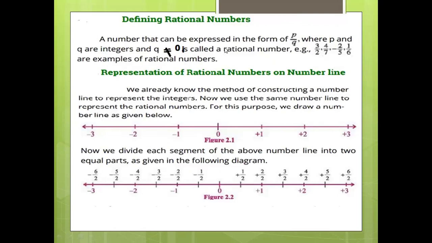be integers. And integers, you know, are 0, all the positive numbers, and negative numbers. And q is not equal to 0, meaning the denominator should not be equal to 0, is called a rational number. For example, 3 by 2, 4 by 7, minus 2 by 5, 1 by 6 are examples of rational numbers. Again, a number that can be expressed in the form of p by q, where p and q are integers and q is not equal to 0, is called a rational number.